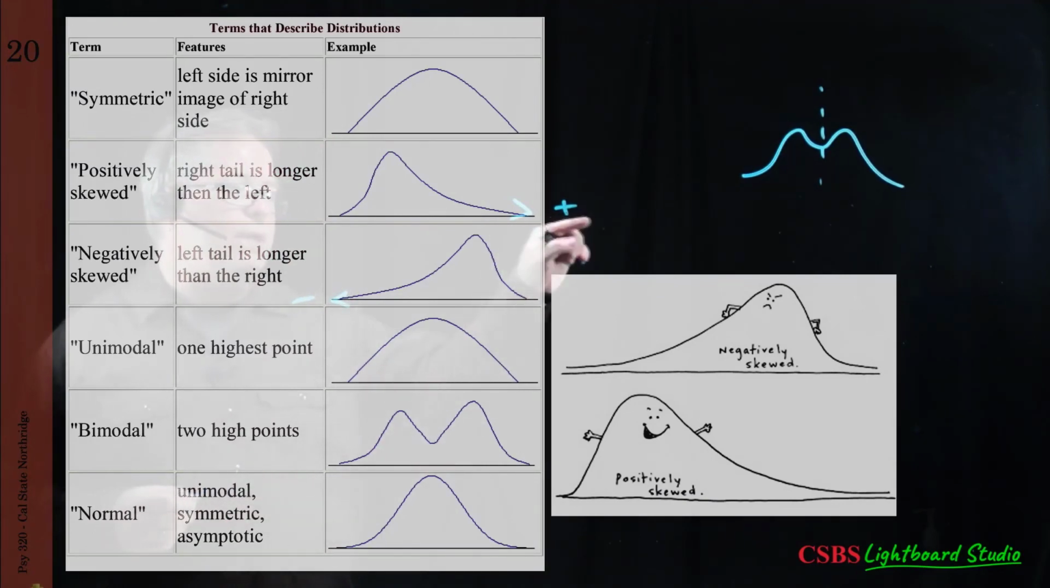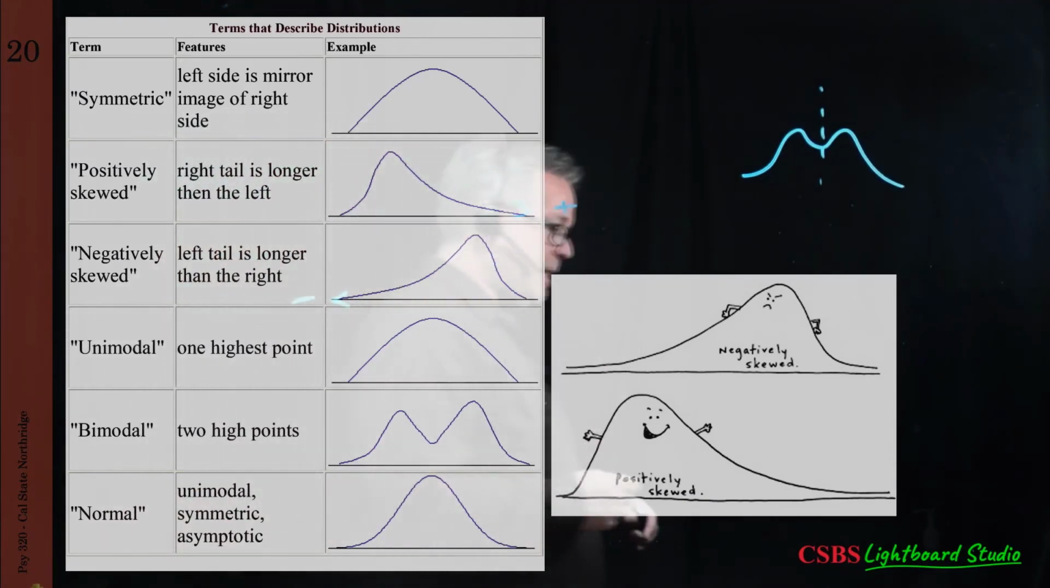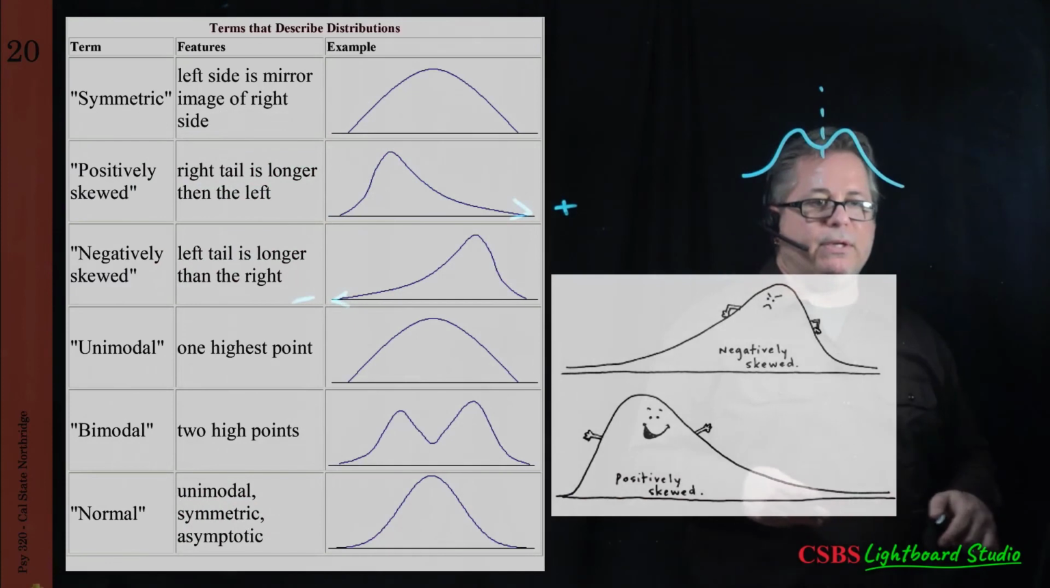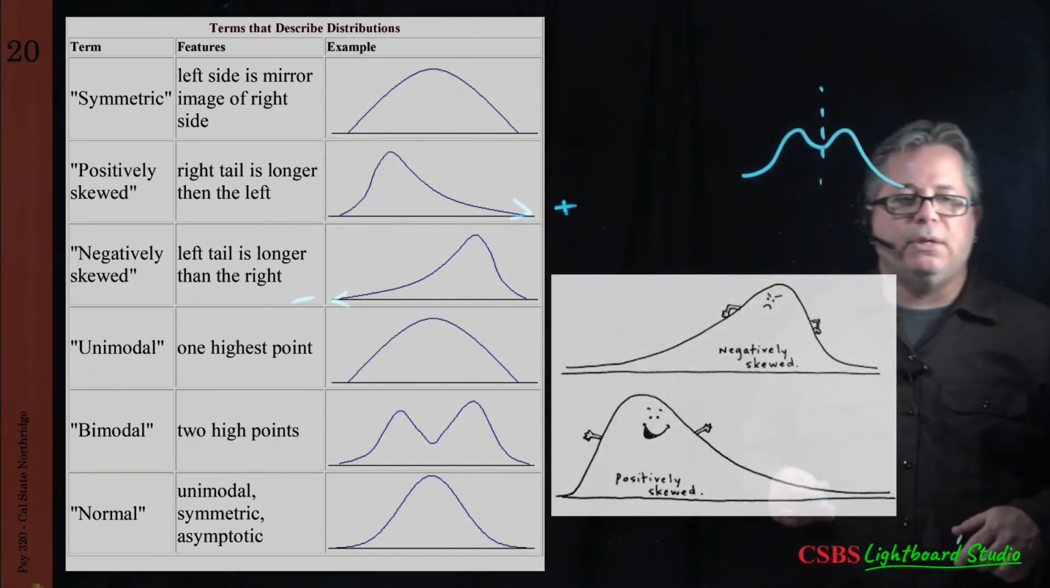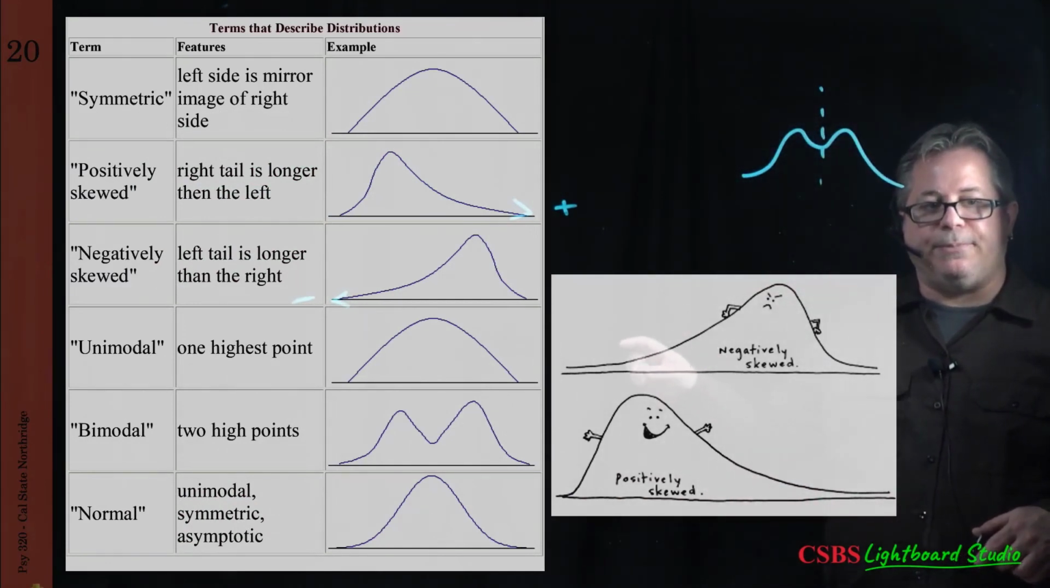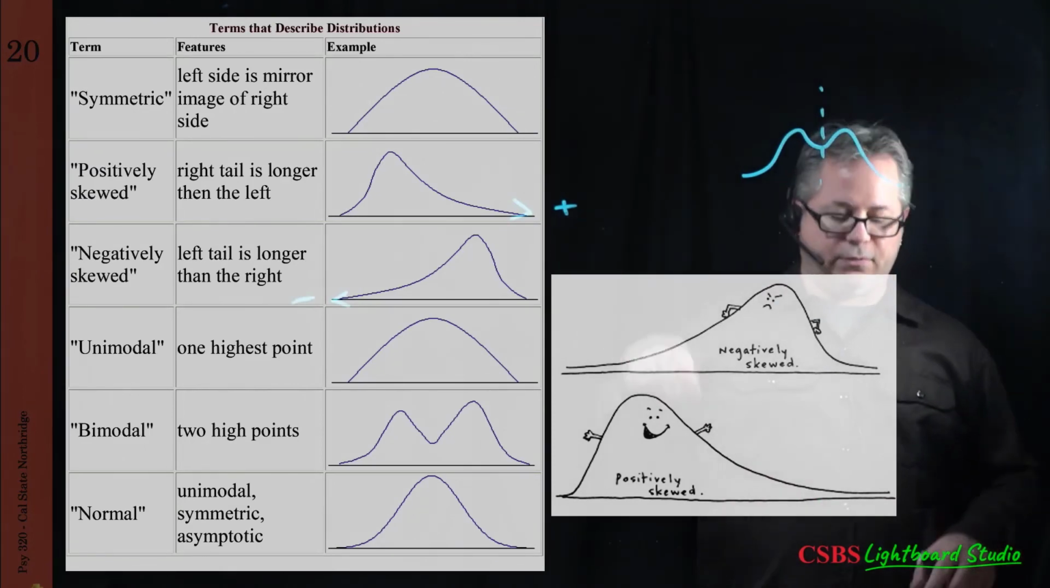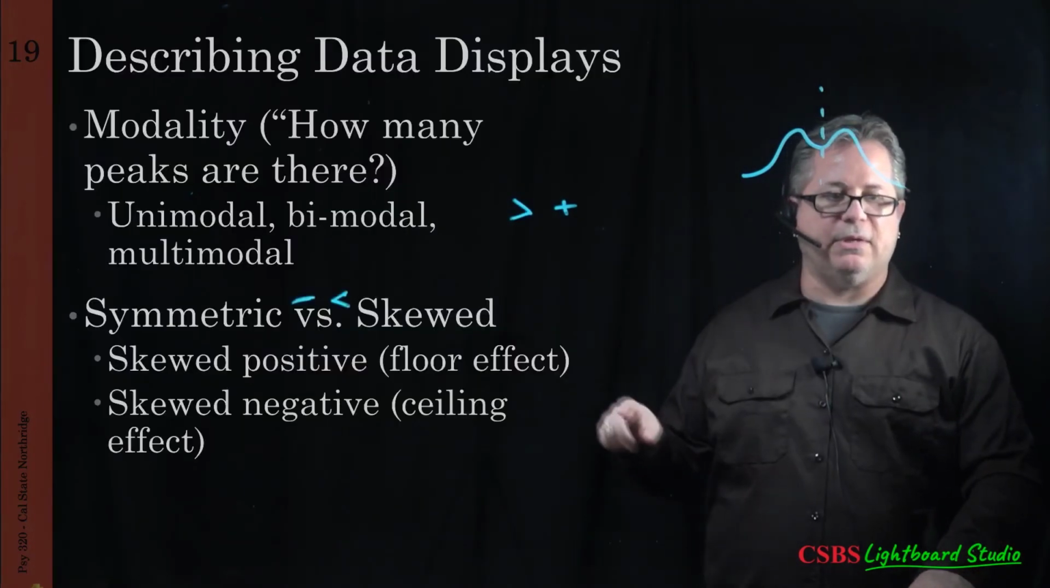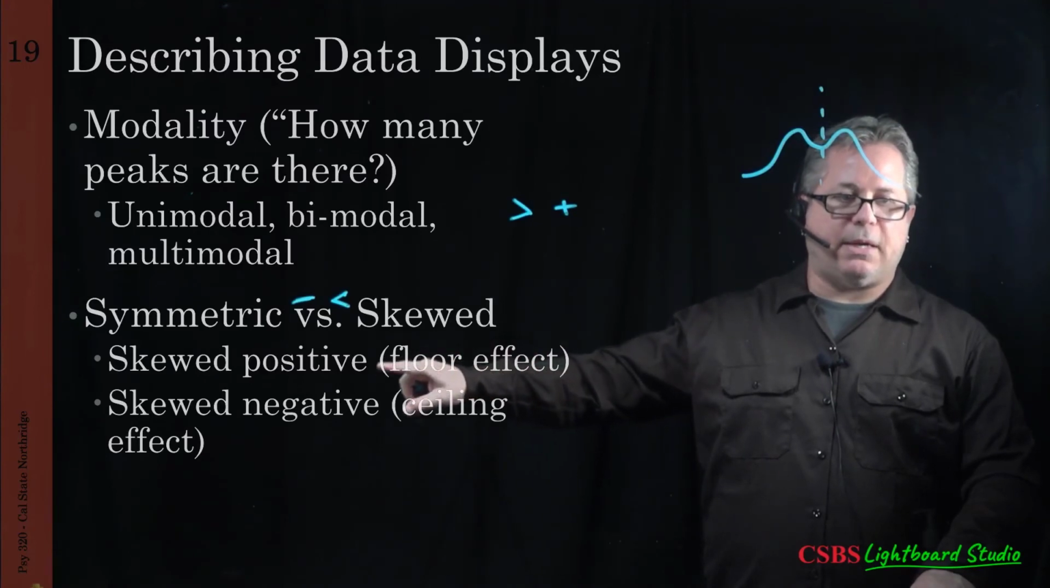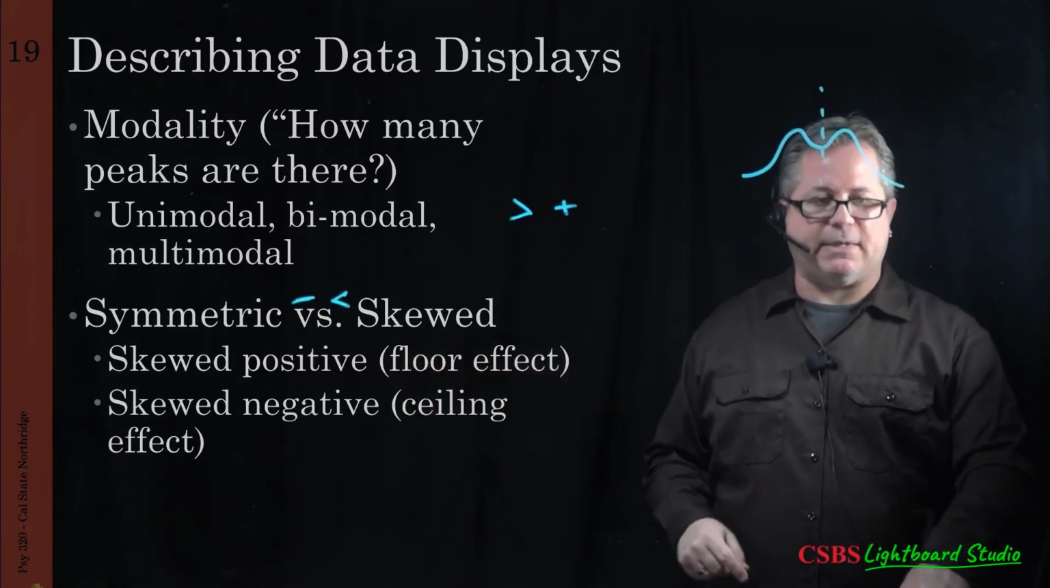So right skew and positive skew are the same thing. Left skew and negative skew are the same thing. So keep that in mind. And that's the reason why it gets a little confusing. In the previous slide I said that positive skew is what's called a floor effect.